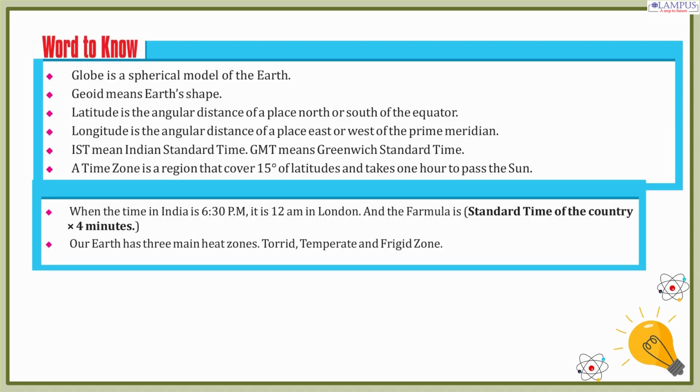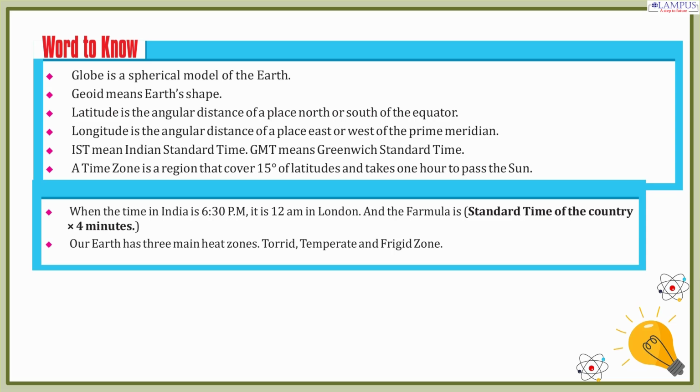Word to know. Globe is a spherical model of the Earth. Geoid means Earth's shape. Latitude is the angular distance of a place north or south of the equator. Longitude is the angular distance of a place east or west of the prime meridian. IST means Indian Standard Time. GMT means Greenwich Mean Time. A time zone is a region that covers 15 degrees of longitude and takes 1 hour to pass the sun.